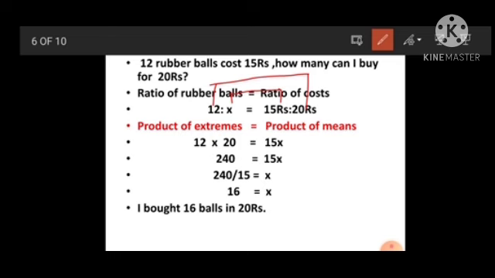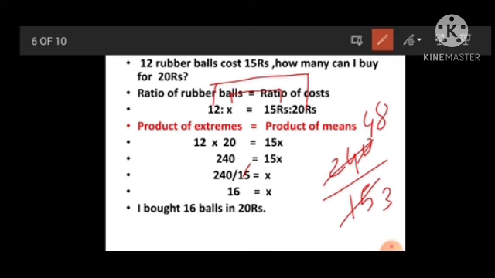Now 15 here is multiplication. The 15 is going to the left hand side, so it becomes a division. So 240 divided by 15. 5 3s are 15, 5 4s are 20, 5 8s are 40. 3 1s are 3, 3 6s are 18. So x is equal to 16.